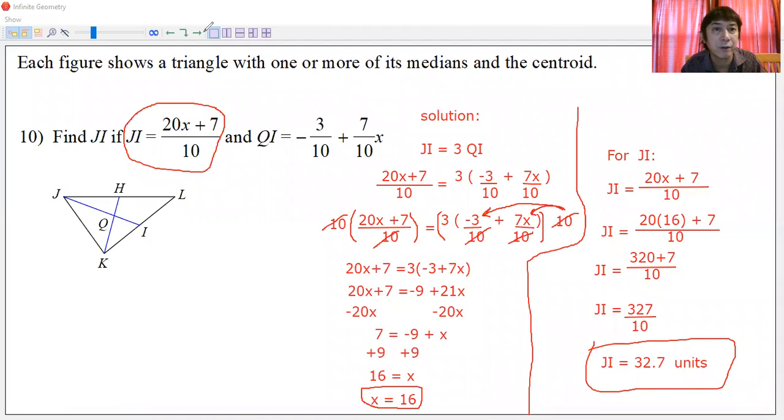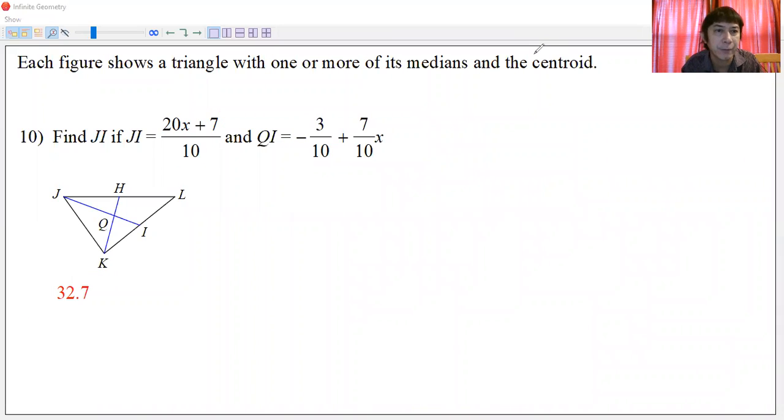Let's find out from the computer. All right. That's it. And that's below the triangle here. Here's the confirmation: 32.7 units. That goes to our number 10. Let's continue with number 11.